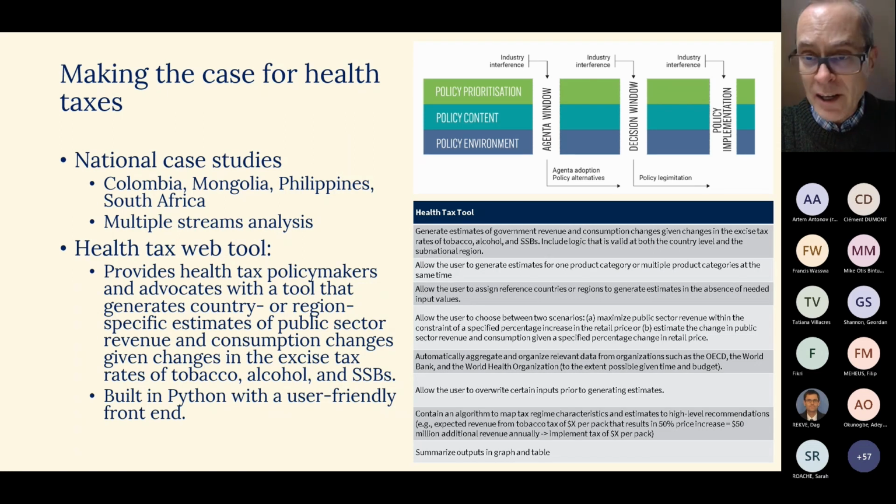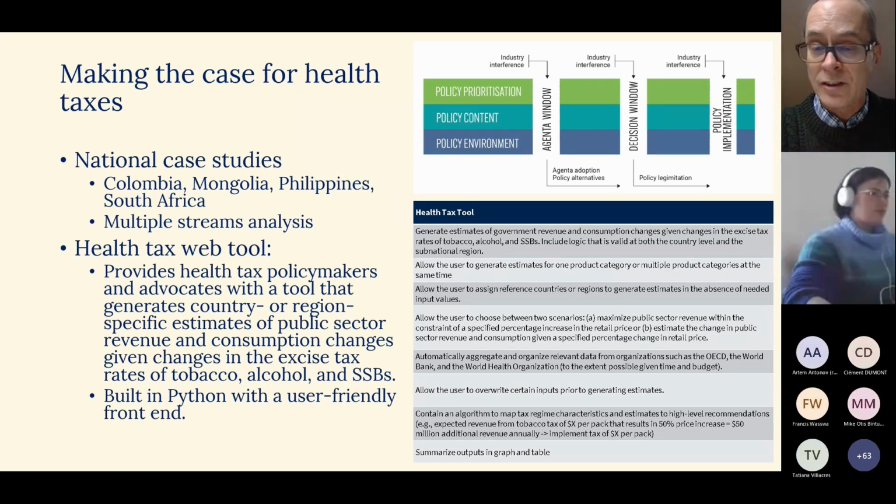Now, I've mentioned the case studies. The country names where these case studies have been performed are on the left-hand sidebar of the slide. And it analyzes each of these countries from this unified analysis framework, which is known in the literature as multiple streams analysis.